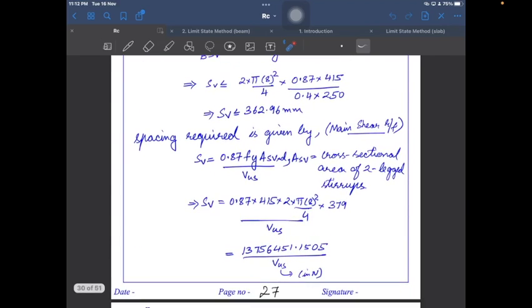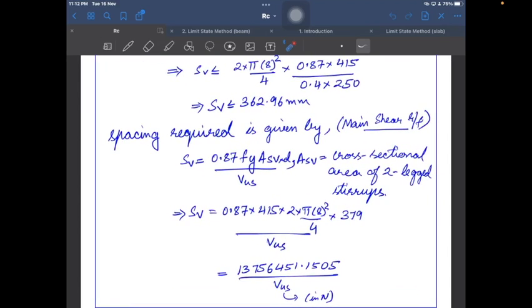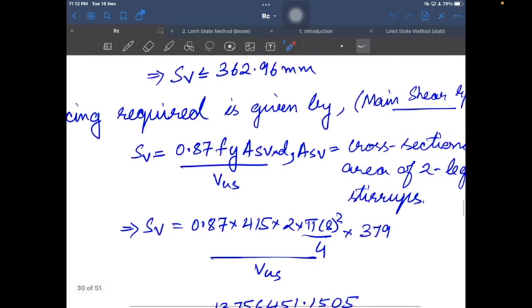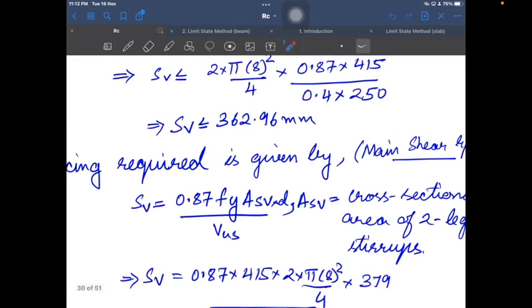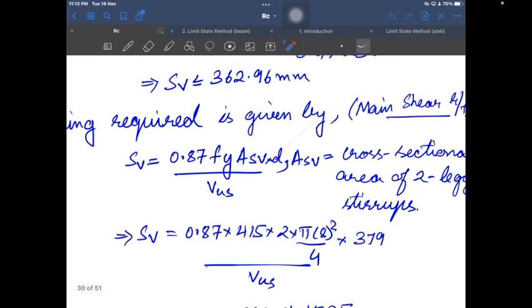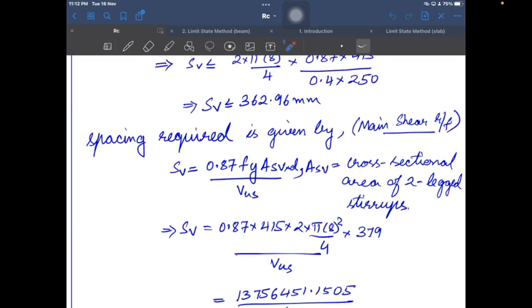For spacing of the main shear reinforcement, we have this formula: 0.87 Fy ASV D by VUS. All the terms are clear. Fy we know, ASV I've just told you, D is the effective depth, and VUS we calculate: the unsupported extra shear.